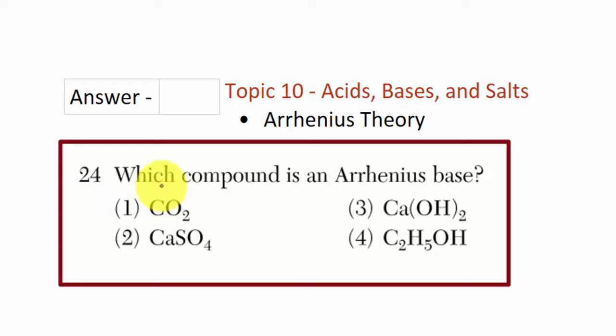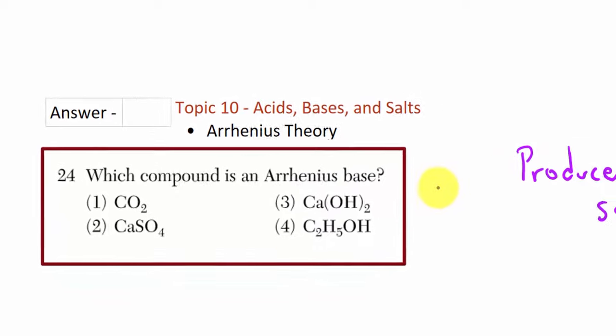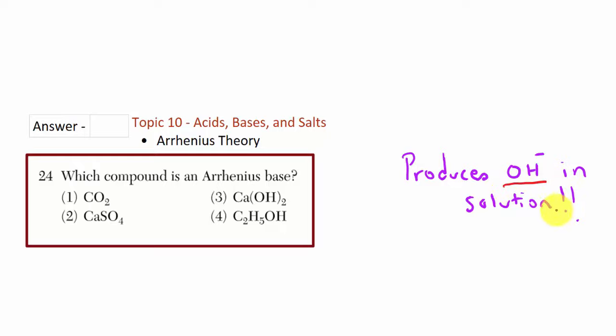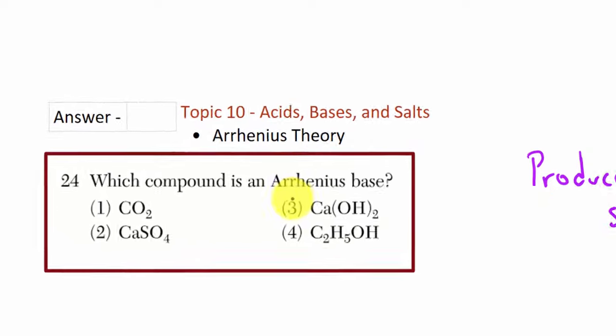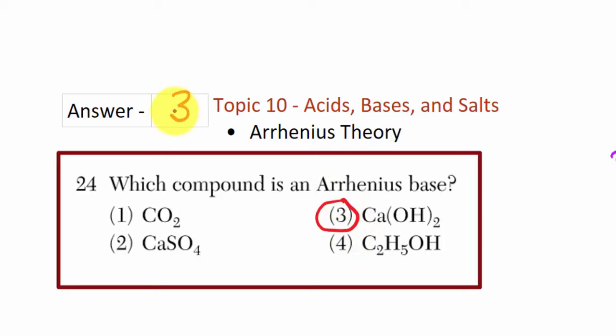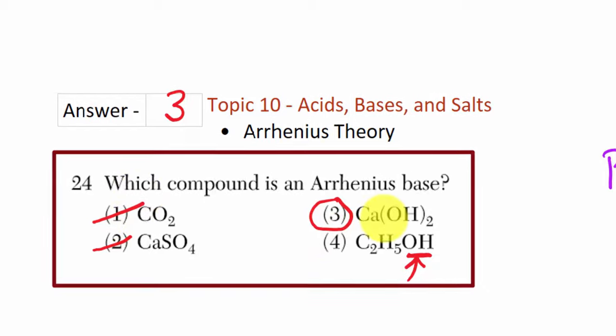Question 24. Which compound is an Arrhenius base? Recall that an Arrhenius base is a substance that produces hydroxide ions when it's placed into solution. The answer that should jump out at you is number 3. It's a classic hydroxide compound, calcium hydroxide, and all of the hydroxide compounds are bases. Again, here's an organic decoy. This is actually an alcohol. It has the OH, but it will not produce OH ions in solution because it's actually a covalently bonded molecule. Over here we have a salt, calcium sulfate, and carbon dioxide, which doesn't have the capacity to produce hydroxide, doesn't have any hydrogen in it. So answer 3 is our best answer.